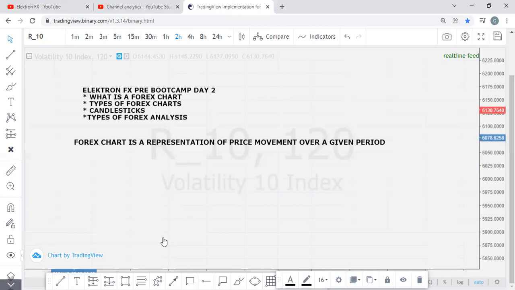What if I was not on my laptop, I was not on my MetaTrader? How would I know that price moved? How would I be able to know that? So that's why the charts come into play. They tell you what price did.